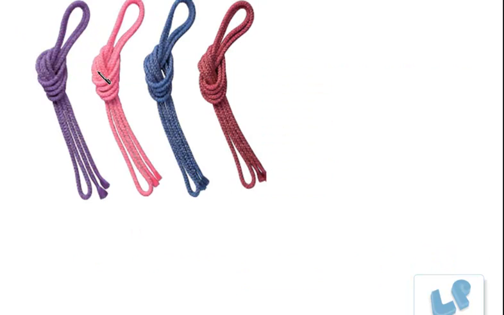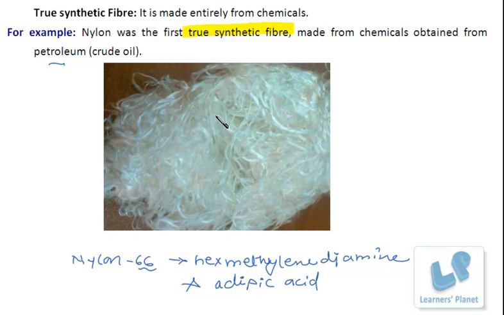See, these are the ropes made up of nylon. You must be knowing this. And nylon fiber appears like this. See, a single thread. These are woven to make ropes and many other things. Right, it has a high tensile strength. It is used for making bristles for toothbrushes, and it is also used for making textiles.